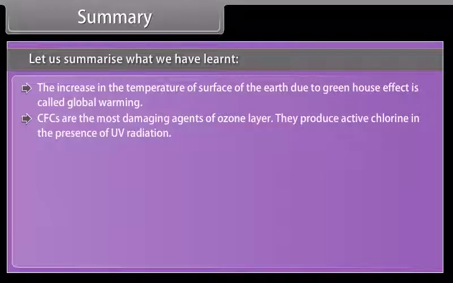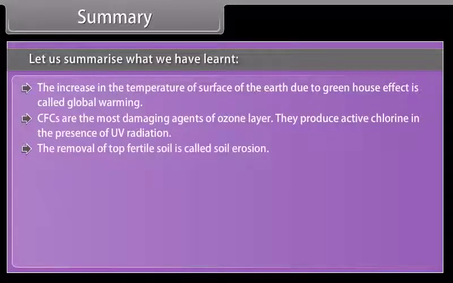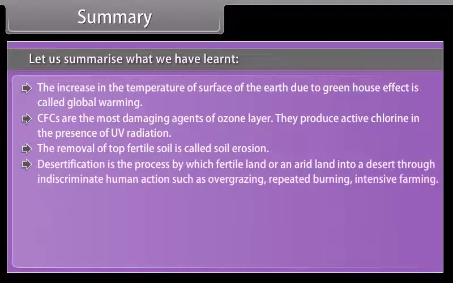CFCs are the most damaging agents of the ozone layer. They produce active chlorine in the presence of UV radiation. The removal of top fertile soil is called soil erosion. Desertification is the process by which fertile land or arid land turns into a desert through indiscriminate human action such as overgrazing, repeated burning, intensive farming.